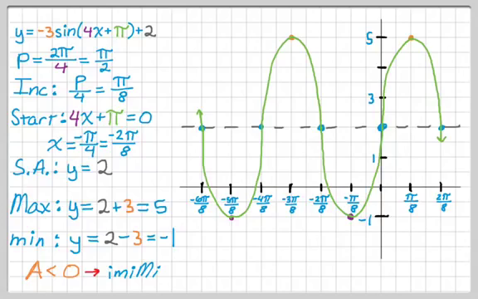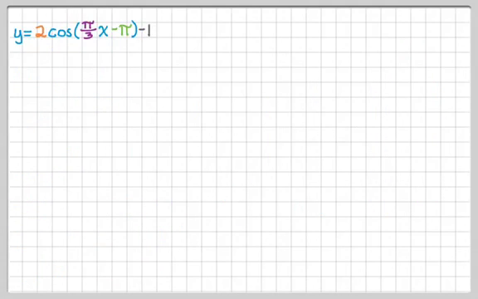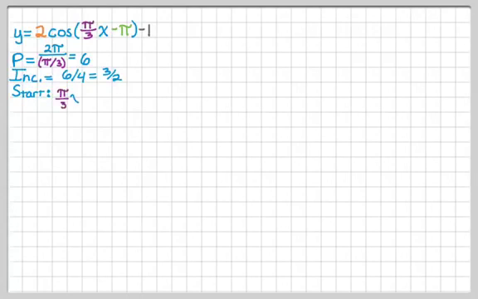I'll do a cosine graph now. So I have y equals 2 cosine of pi over 3 x minus pi and then -1 on the outside. So I want to get all that information. Period is 2 pi over b, which is 2 pi over pi over 3, which is just 6 in this case. The increment is the period divided by 4, so that's just 3 over 2. The start is going to be, take whatever's in parentheses, set it equal to 0 and solve. So in this case it's 3, which we write with the same denominator as the increment.